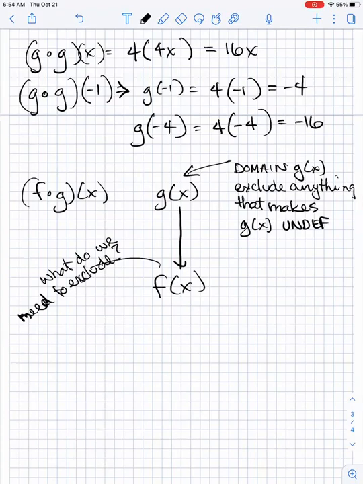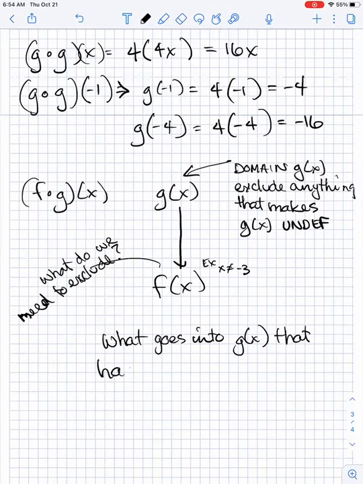Now, those values that we have to exclude going into g of x are coming through g of x. You understand? So if, for example, x cannot be equal to -3, what we need to know is what goes into g of x that has an output of -3. I think this will be easier with actual examples.